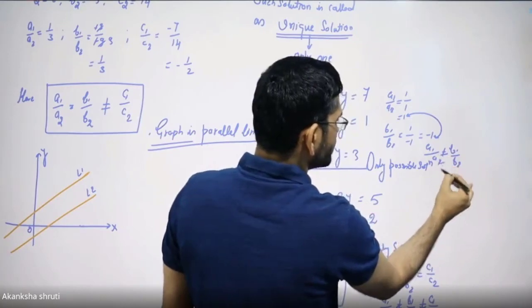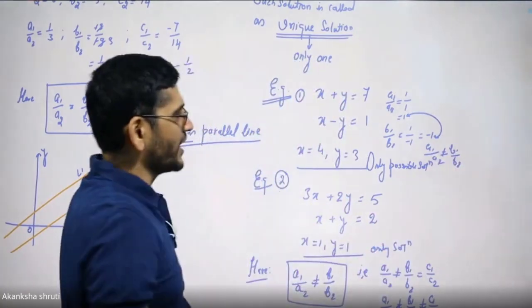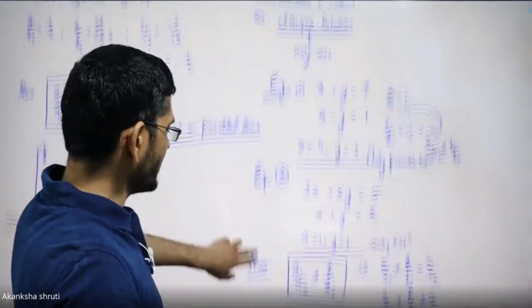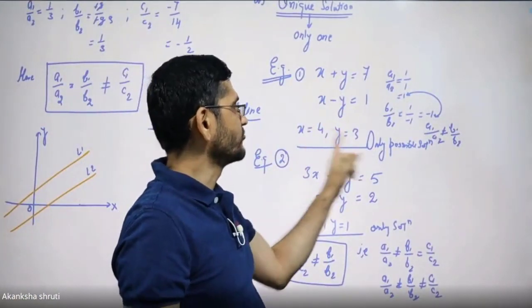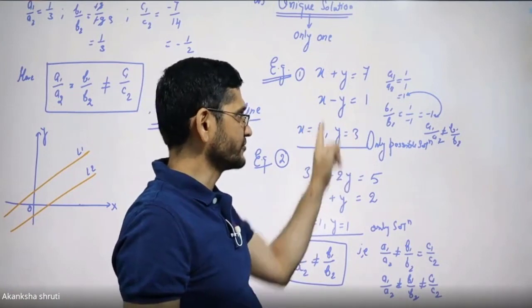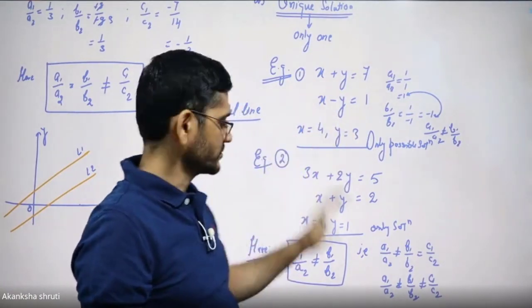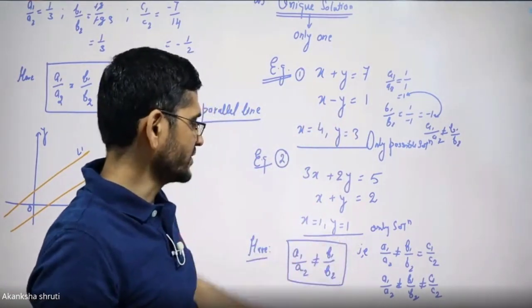So this is the only condition. If a1 by a2 is not equal to b1 by b2, then surely that can be solved, and there will be only one pair of x and y which satisfy the two. So this is the condition we have to keep in mind.